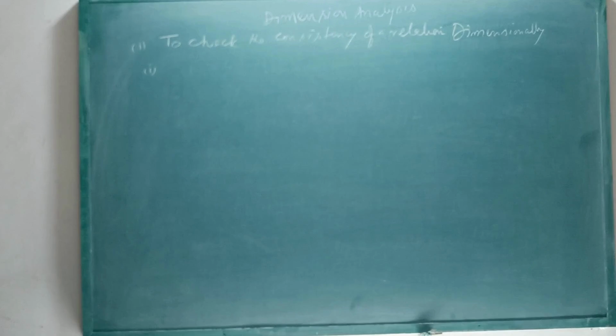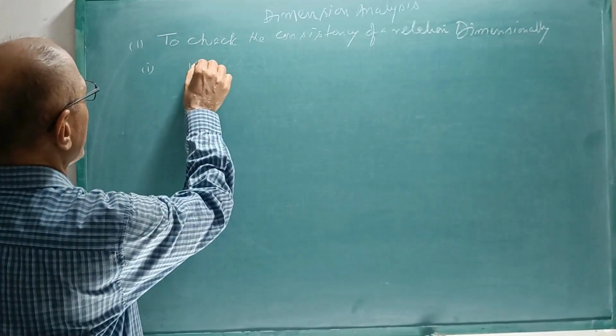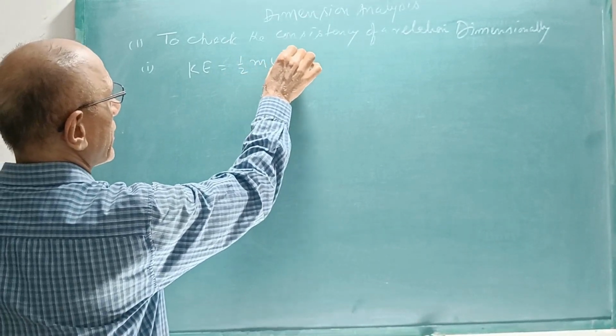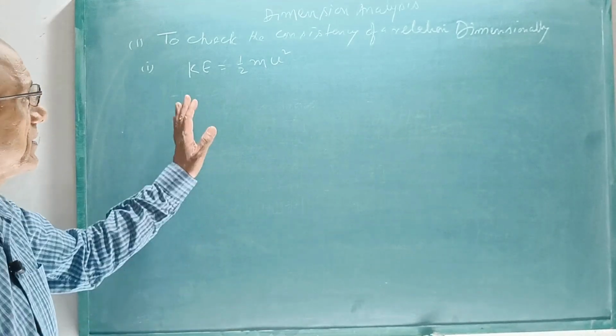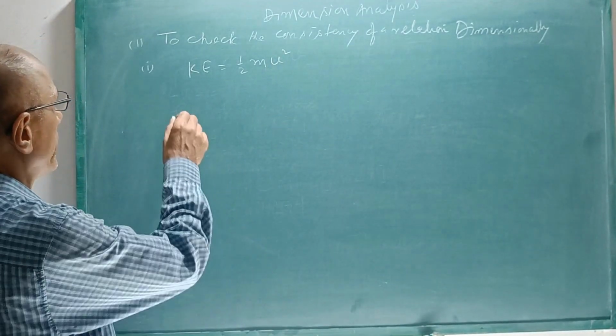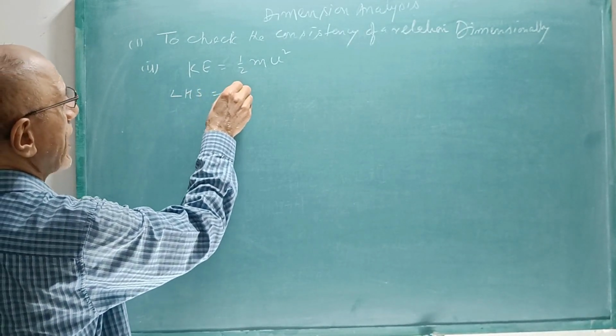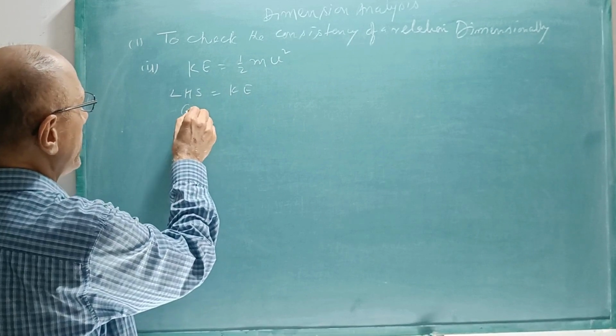Let us check the second relation. Kinetic energy equals half mv square. So here, LHS equals kinetic energy. So, giving dimensions.